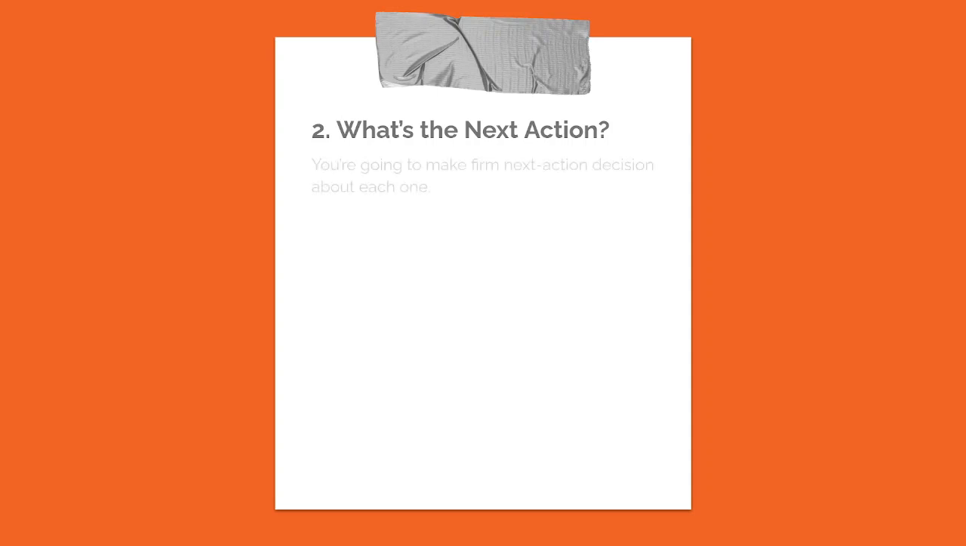So let me just ask you this. You're going to make a firm next action decision about each one. But what if there is no action? It is likely that a portion of your in tray will require no action. There will be three types of things in this category.